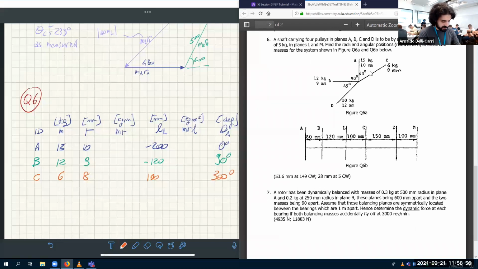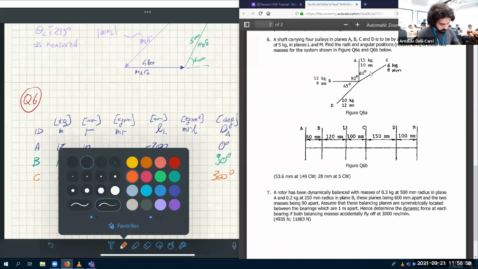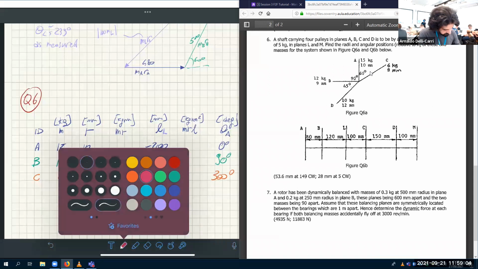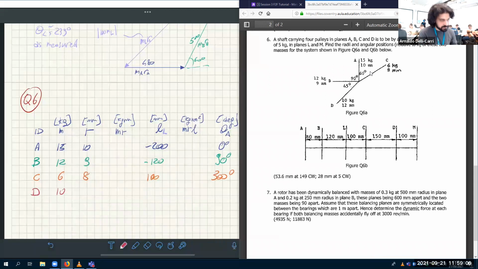And you tell me what's D as well. So what's D? 10 kilo. Just a second, let me change color. This is D, 10 kilograms at radius 12. Axial distance, 250.